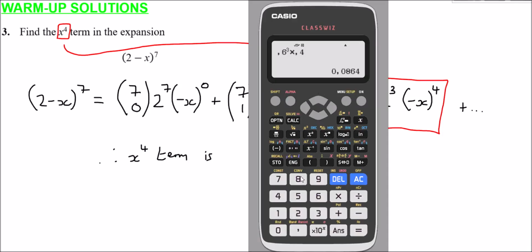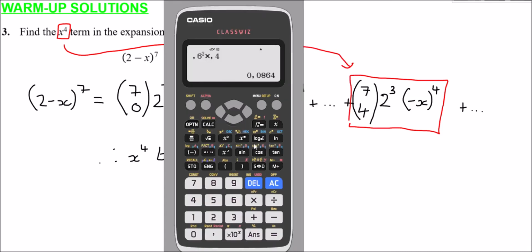So on the calculator, we need to type in 7, choose 4. So we do 7, shift, divide 4, multiply by 2 to the power 3. Now, when we do minus x to the power 4, if we multiply something by an even power, it will always come out to be positive. And so the numerical work we just leave here, then we're going to attach an x to the power 4 at the end. So we get 280.